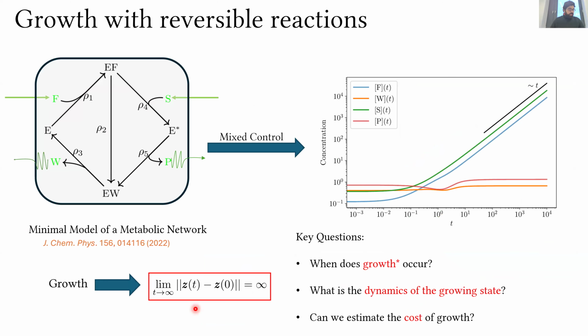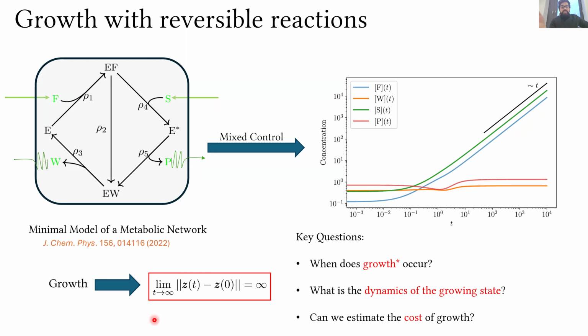Okay, so now that I've set the complete stage, I want to go back to the example that I told you with Francesco, and here I want to specify that he was studying mixed control. So he was saying that the fluxes F and S are being injected in, while W and P are being extracted with a rate proportional to how much W and how much P is inside the system. And here he saw two regimes. Depending on the initial condition, you can either reach a non-equilibrium steady state, or you reach the state where things asymptotically accumulate, which we call growth.